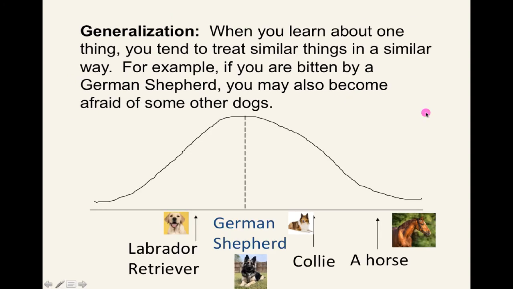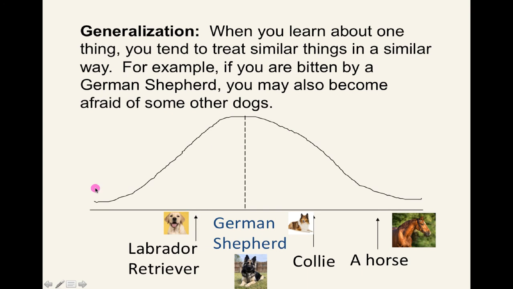A definition of generalization is that when you learn about one thing, you tend to treat similar things in a similar way. So that's really what generalization means. It means that we're treating similar things in a similar way. We are generalizing. An example that uses classical conditioning would be if you're bitten by a German Shepherd, you might also become afraid of some other dogs.